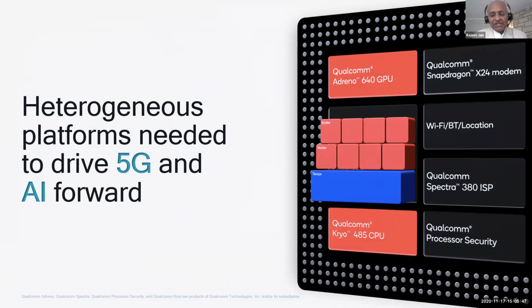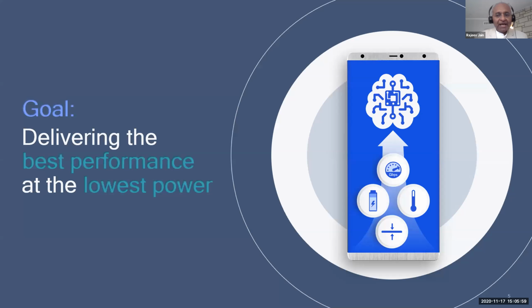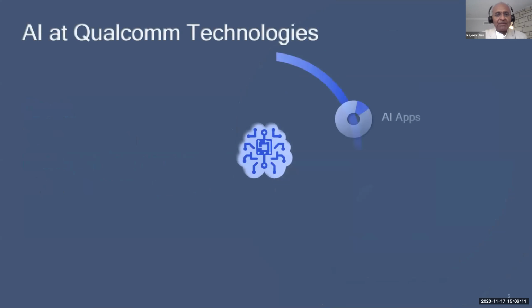And so these three things, which is the high volume, the heterogeneity of our products, and the heterogeneity of the systems that go on the chip, these three things have a significant impact on how we think about design and design methodologies. And our goal is to deliver the best performance at the lowest power, since most of our chips do go into battery-powered products. So that's the fourth dimension that impacts the way we think about design.